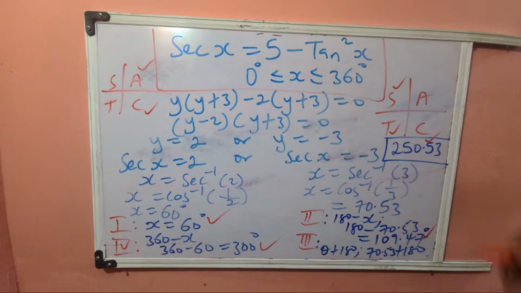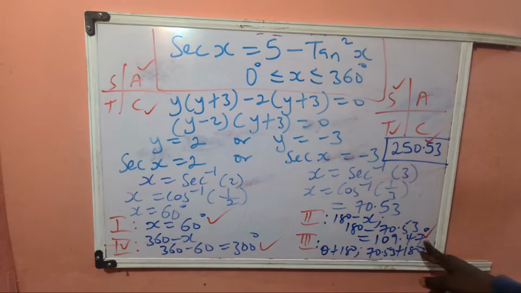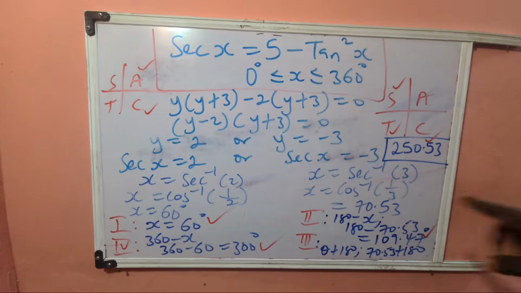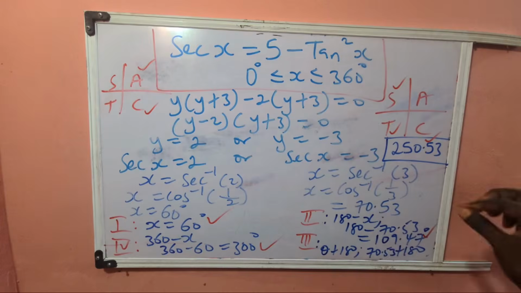109.47 and 250.53. So at the end of solving this particular question, we can conclude that our x values are 60 degrees, 300 degrees, 109.47 degrees, 250.53 degrees. Please, this one is not part of it. Please do not include this answer there. Your quadrant is the final determination of your final answer.